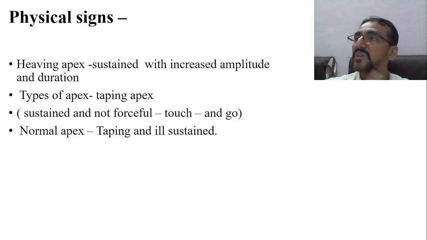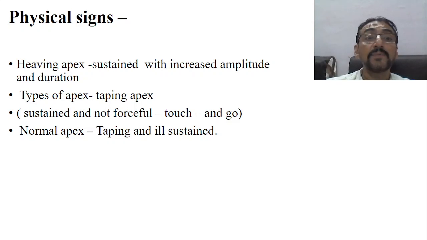मतलब वहाँ पे बहुत ज़्यादा फंक्शन चल रहा है. Heaving effect is sustained with increased amplitude and duration. जो apex beat का जो duration है वो ज़्यादा है, amplitude height वो भी ज़्यादा है. ठीक है. So why this is happening? Because हाइपरडायनामिक सर्कुलेशन वहाँ पे चल रहा है. मतलब पल्मोनरी फ्लो कम है बट बाकी जगह में तो ज़्यादा ब्लड जा रहा है.